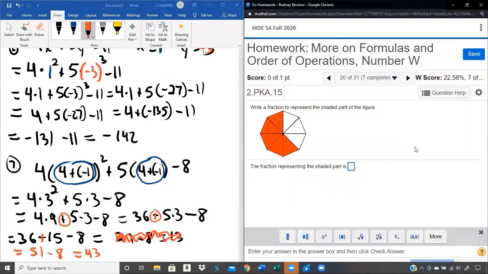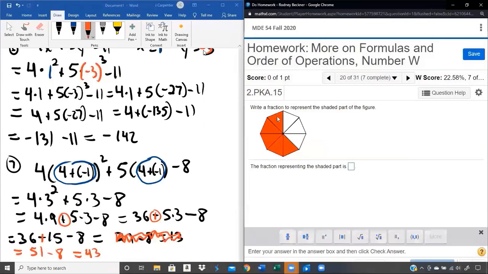All right. So write a fraction to represent the shaded part of a figure. When you have a shape like this, they're trying to say that this whole shape, if this whole thing was red, would be one whole. But they are dividing it into different sections, and these can be circles or squares or any type of shape in the world, triangles, octagons, decagons, heptagons. Here we got the octagon.